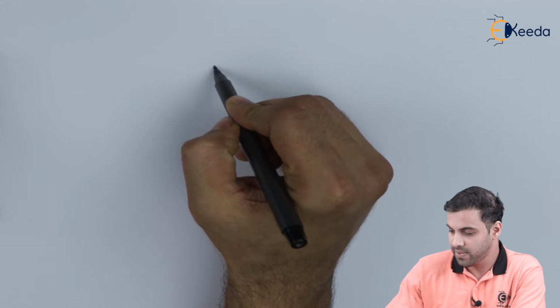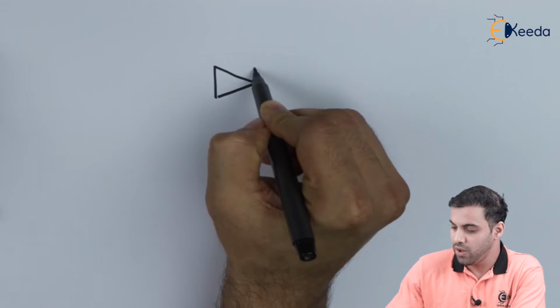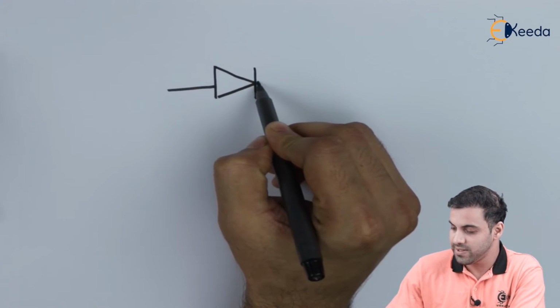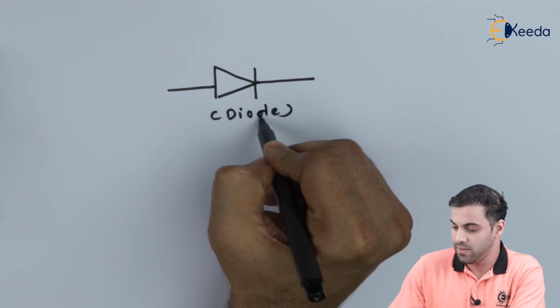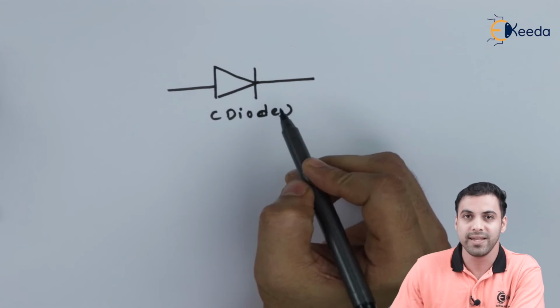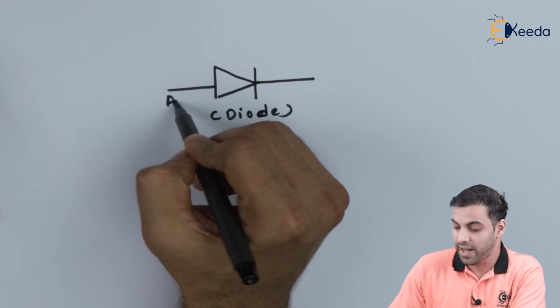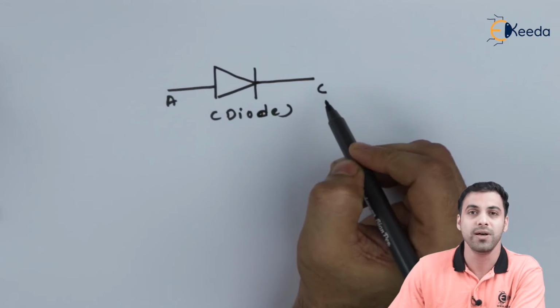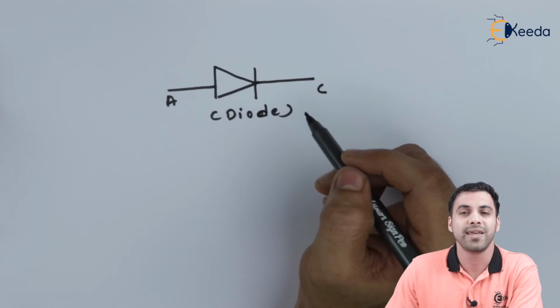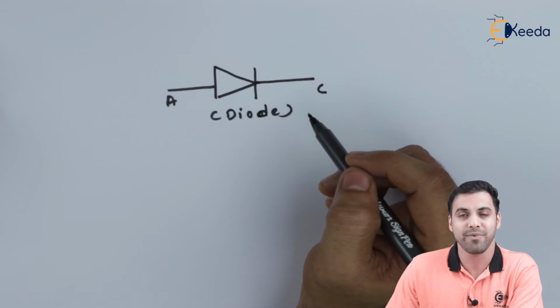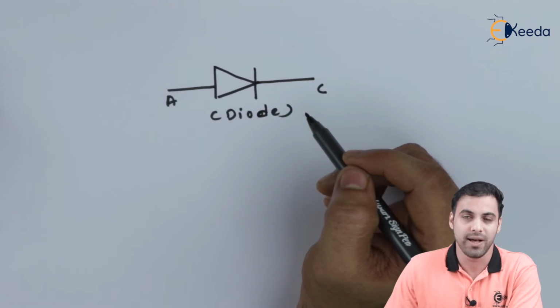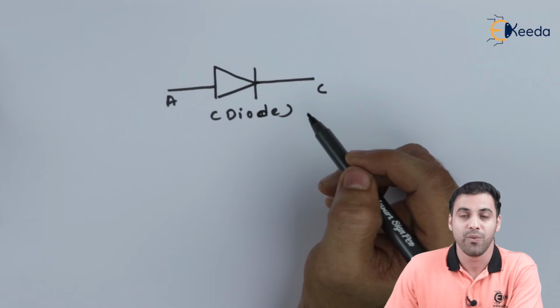So friends, as we all know, this is the symbolic diagram of a diode. In this diagram, this terminal is called the anode and this terminal is called the cathode. A diode is nothing but a PN junction, a P-type layer and an N-type layer in a semiconductor. In other words, a P-type semiconductor and an N-type semiconductor, when doped, form a PN junction, which is called a diode.